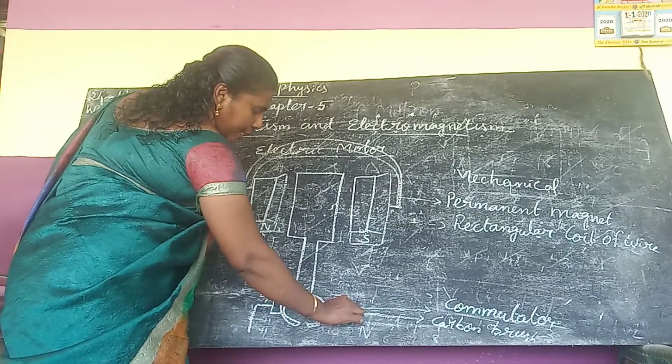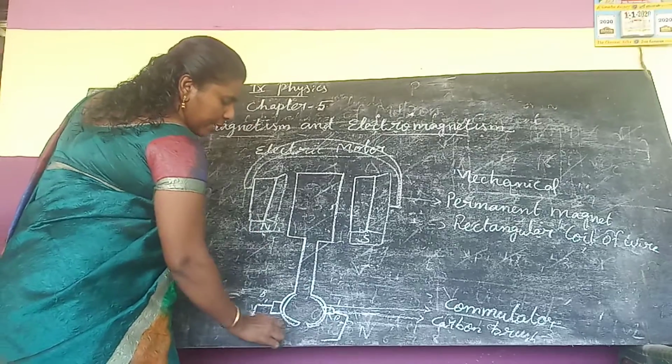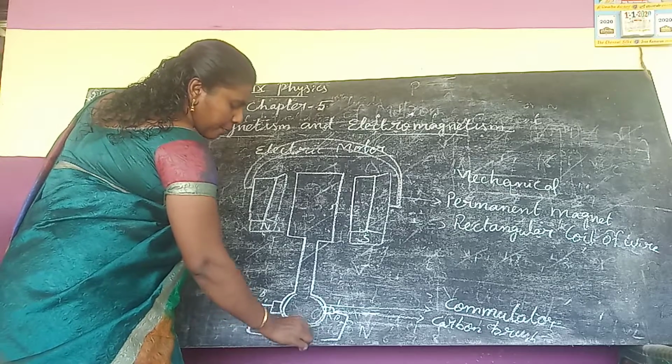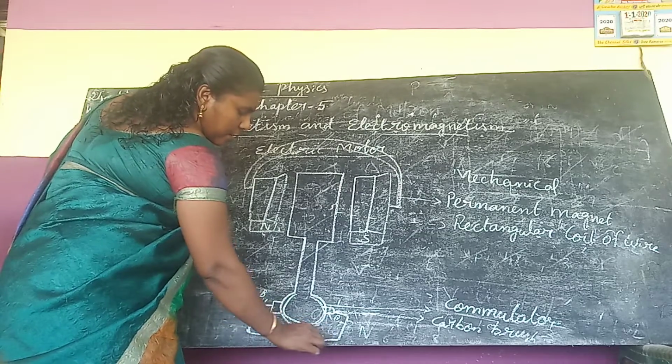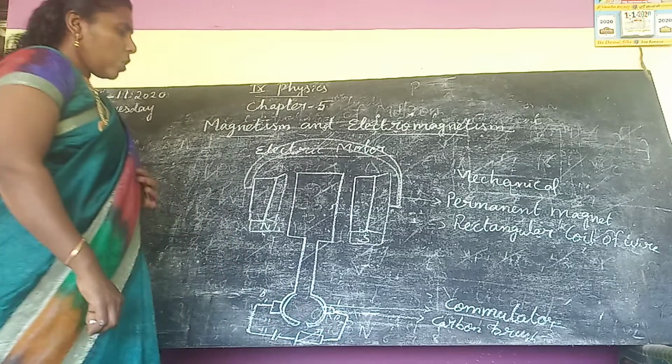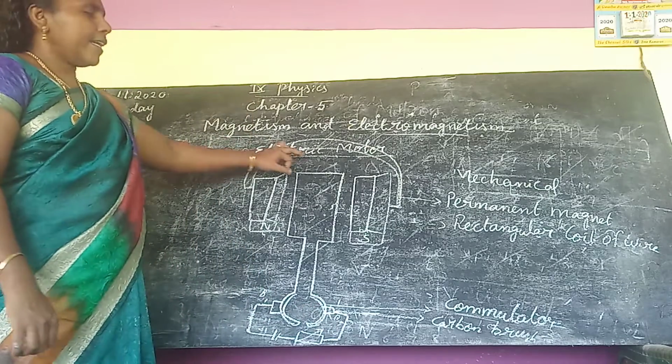Now at the two ends of the carbon brushes, external circuits are connected: a battery and a variable resistor. So this is the diagram of the electric motor.